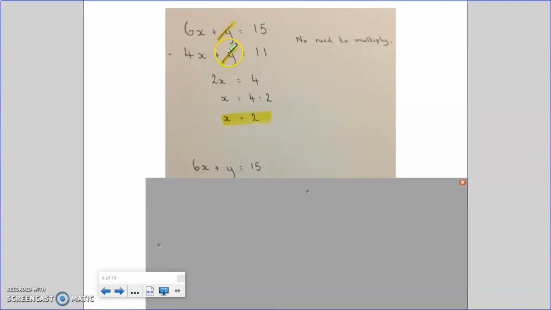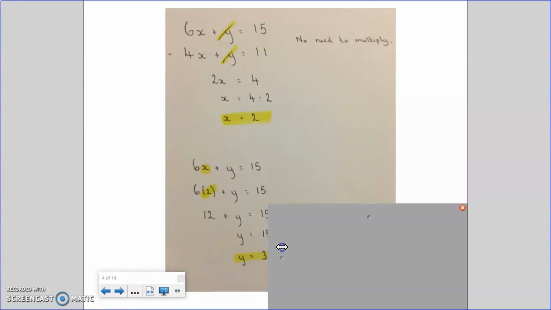I choose one of the equations. It doesn't matter which one I choose because I'm going to get the same answer. So 6x plus y equals 15. But now I'm at an advantage because I already know that the variable x equals 2. I'm going to substitute the 2 into here where the x is placed in this equation. 6 times 2 is going to become 12. So I ended up with 12 plus y equaling 15.